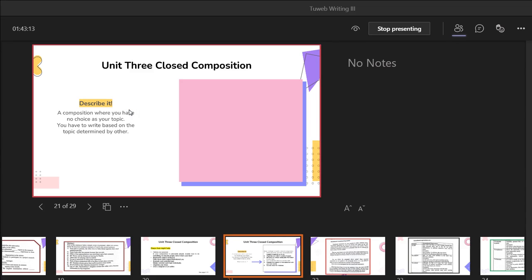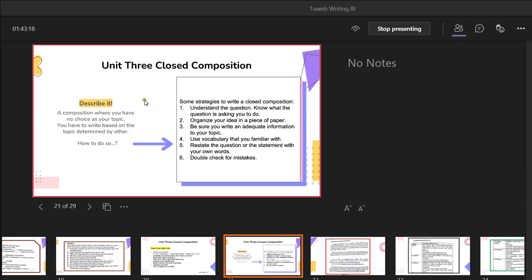It means someone gives you the topic and then you have to write by your own self. Okay, and then how to do so? Some strategies to write close composition. We need to understand the question first, and then know what the question is asking you to do. And then after that, you organize your own idea on a piece of paper, and then be sure you write adequate information to your topic. Jadi harus punya topik yang informasi kamu itu harus benar-benar ada yang cukup gitu untuk menulis sebuah komposisi essay.